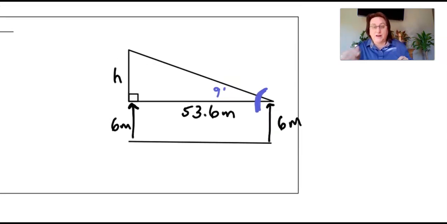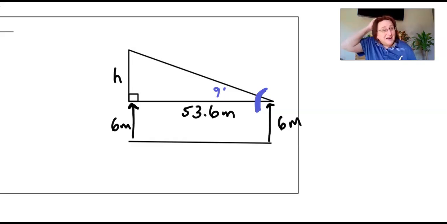Okay, all right, this is where you guys get to tell me, help me label this thing. What ratio, opposite, adjacent, hypotenuse, what should I put on the H over here? What should I put over here on where my dot is? And what ratio should I put on the 53.6? Okay, let's see how you guys did.